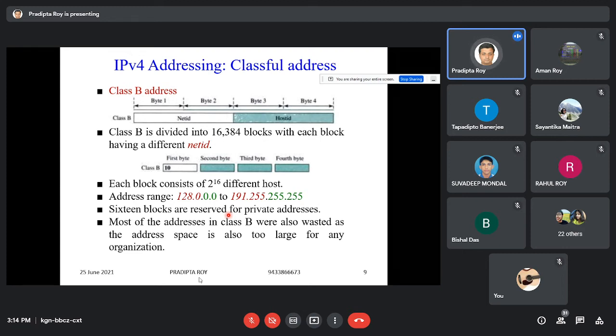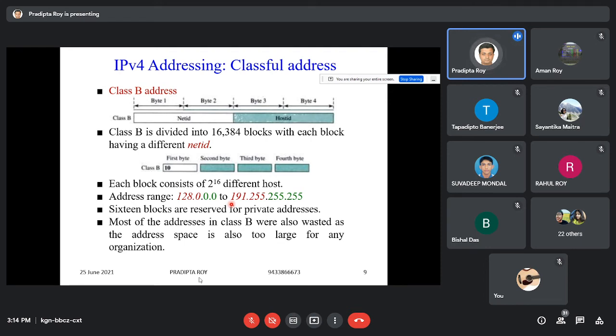Very few companies, very few organizations are available at present in the real world which require near about 16,000 nodes in each network. Very few companies are there. So for those few companies, it is not a very wise decision to allocate so many nodes per network. That's why we have to shift to class C address.